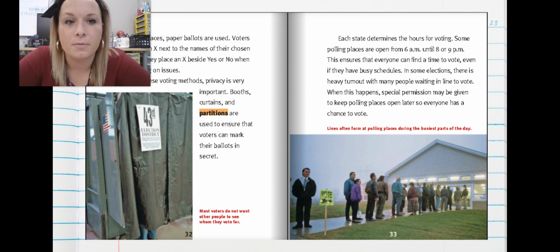Each state determines the hours for voting. Some polling places are open from 6 a.m. until 8 or 9 p.m. This ensures that everyone can find a time to vote, even if they have busy schedules. In some elections, there is heavy turnout with many people waiting in line to vote. When this happens, special permission may be given to keep polling places open later so everyone has a chance to vote. And there it says lines often form at polling places during the busiest parts of the day.